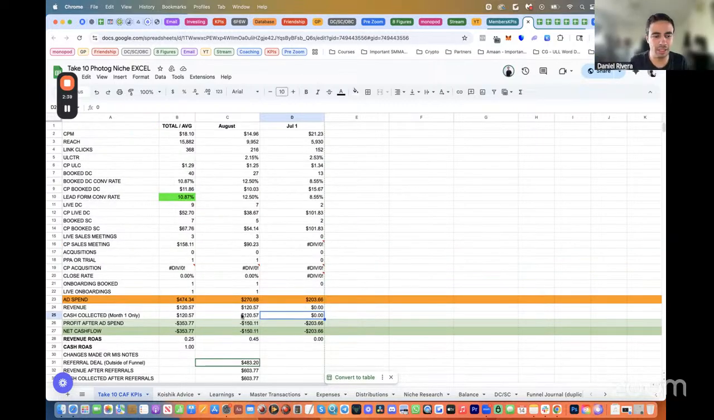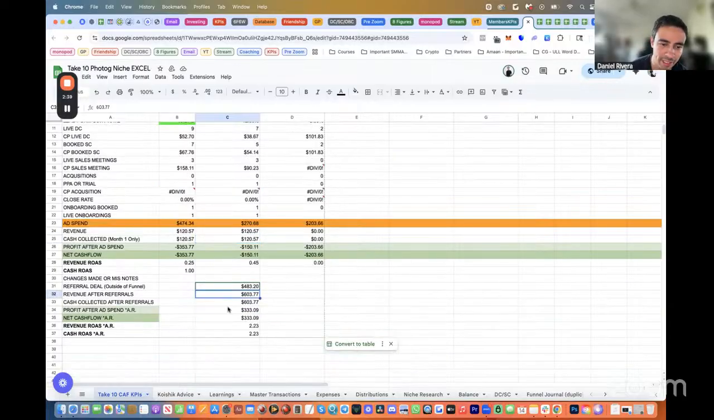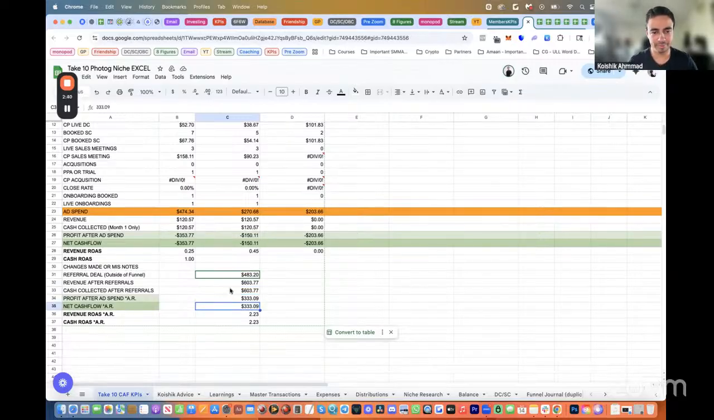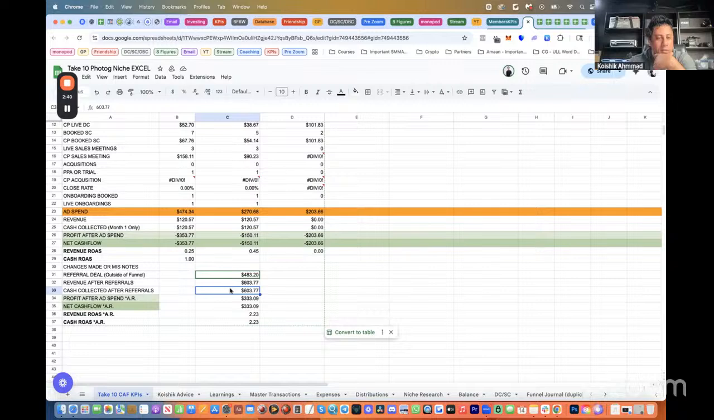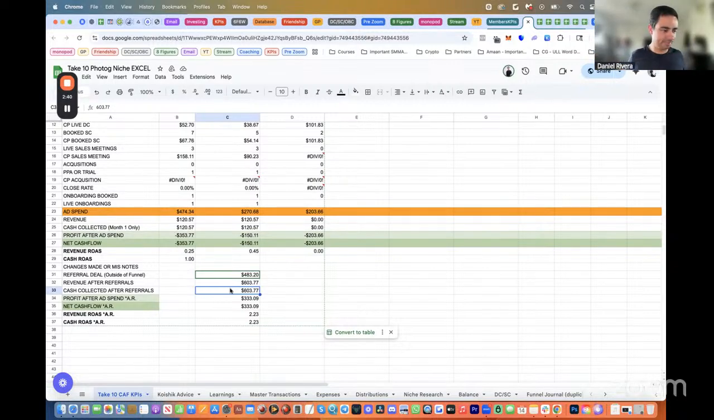I just wanted to see what I did on the bottom, if that's good, because I'm going to have a referral deal outside of the funnel. It's probably not gonna happen that often, but I was curious if it's okay having the numbers right under that, reflecting the data after the referral. For now, it's okay.